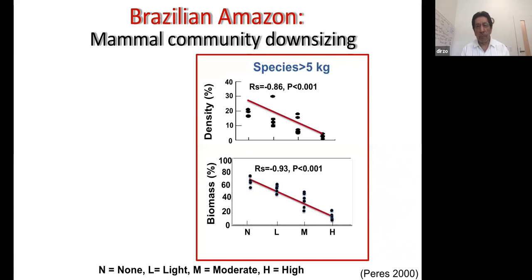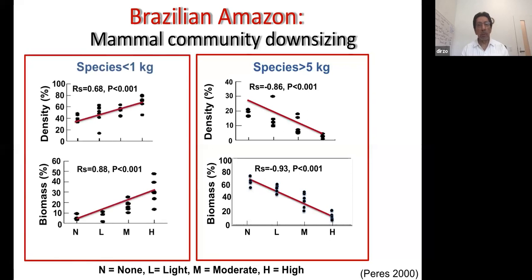This is a very obvious situation, and it's almost silly on my part that I will be presenting you with this graph. The reason why I wanted to do that is because I want to emphasize the fact that this is the trend that you see when you look at species that have a body size or a biomass of 5 kilograms or more. As you increase human impact, those species naturally decline.